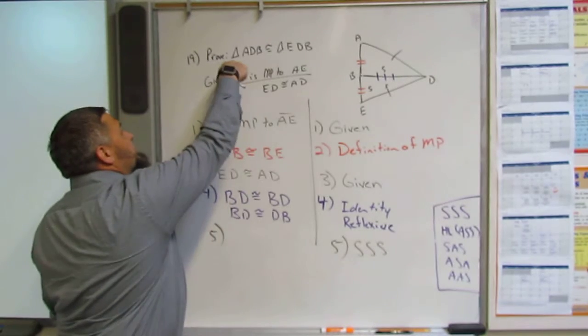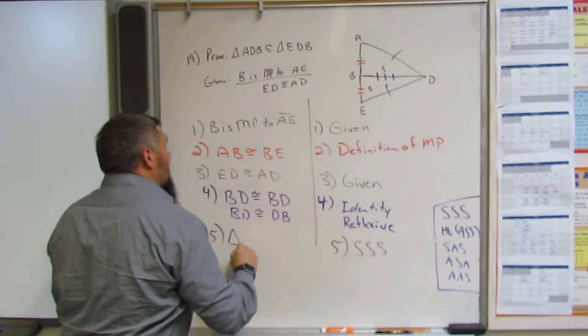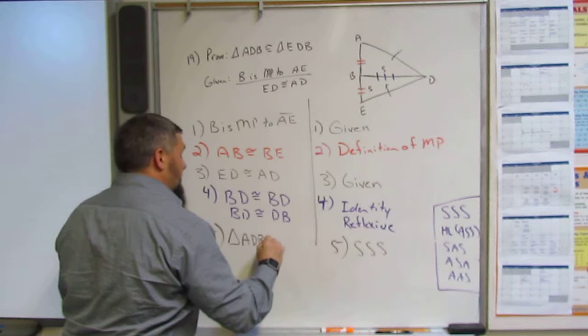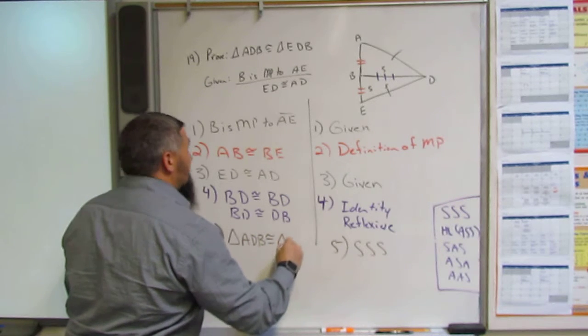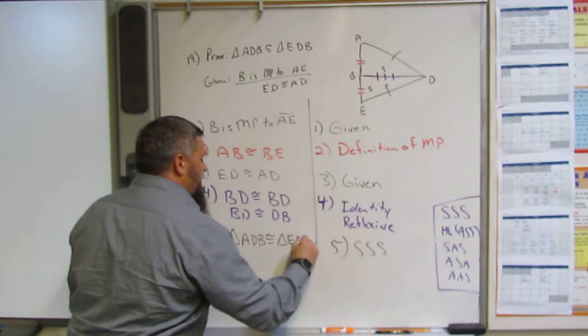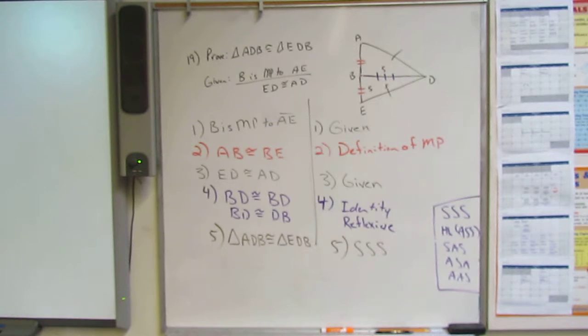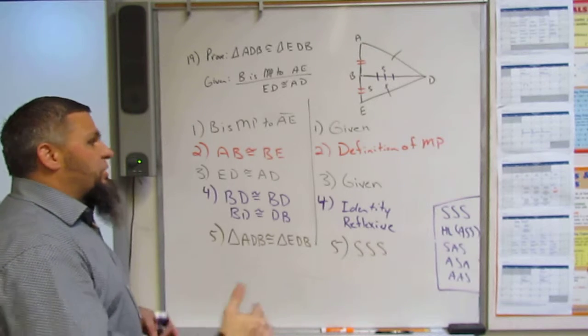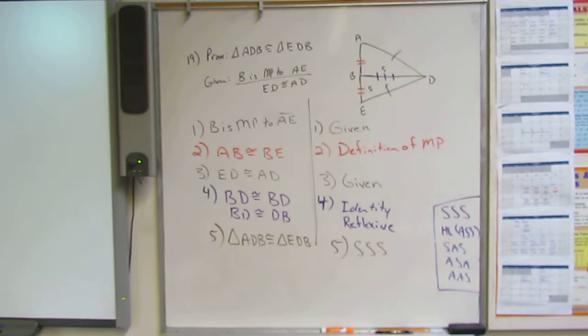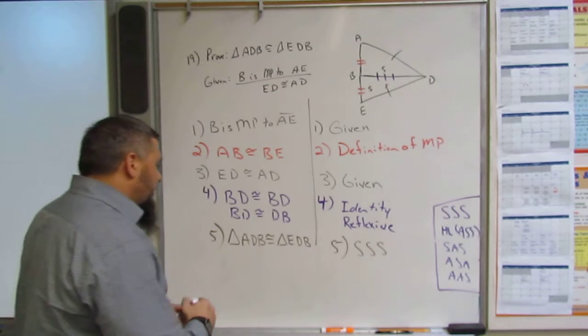So we have to rewrite the proof. ADB is congruent to triangle EDB, right? And why? Side, side, side. Okay? So we also have to come up with a flow chart here, though. The flow chart means that we go from 1 to 2 to 3 to 4 to 5, right? But how do we go from that? So we start with 1.